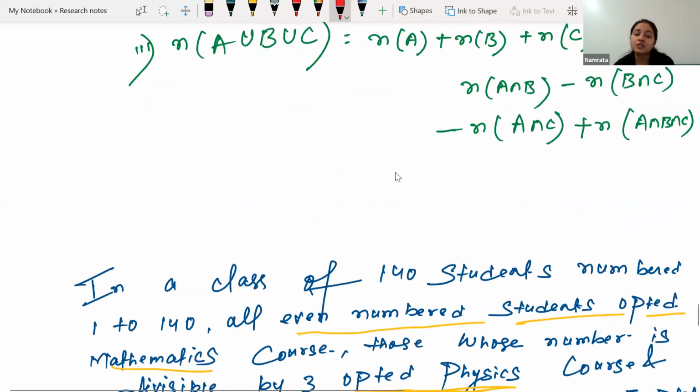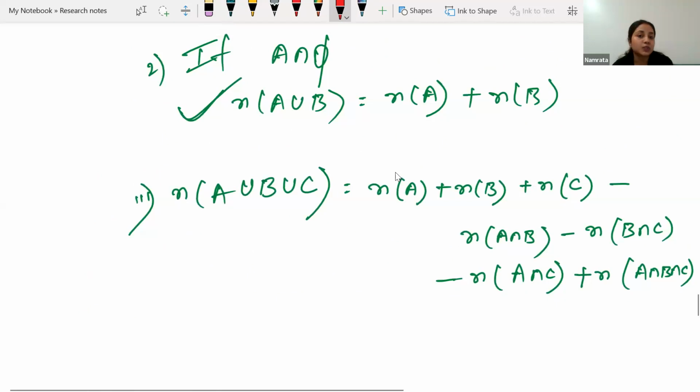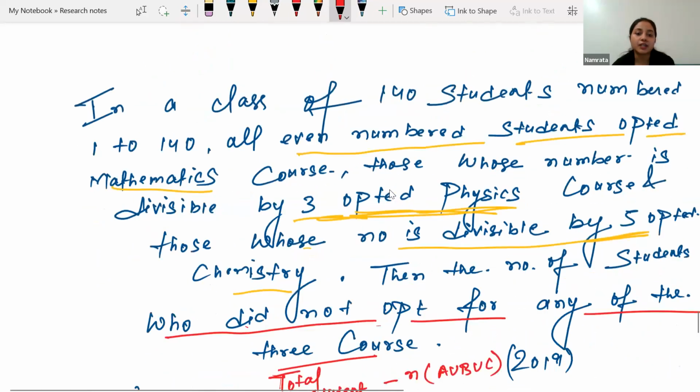Now we have seen the formula for n of A union B union C, that is n A plus n B plus n C, minus n A intersection B, B intersection C, C intersection A, and then plus A intersection B intersection C. So we are having nA in our question. nA we have found, nB we have found, nC we have found: 70, 28 or whatever. But what about this n A intersection B? What about n A intersection B intersection C, A intersection C? That also we will easily be able to find.